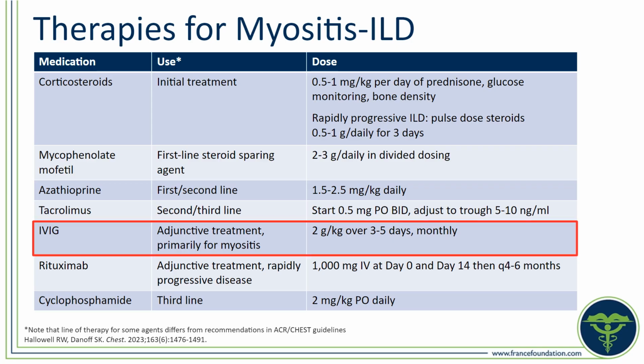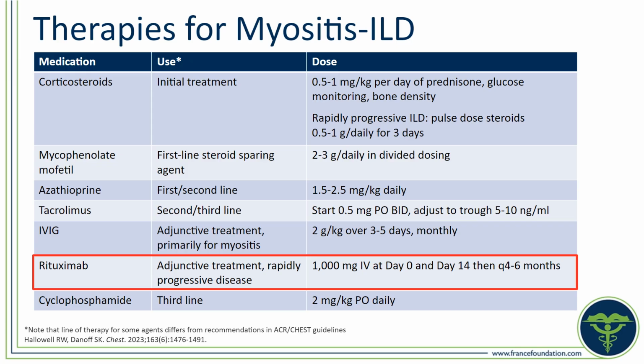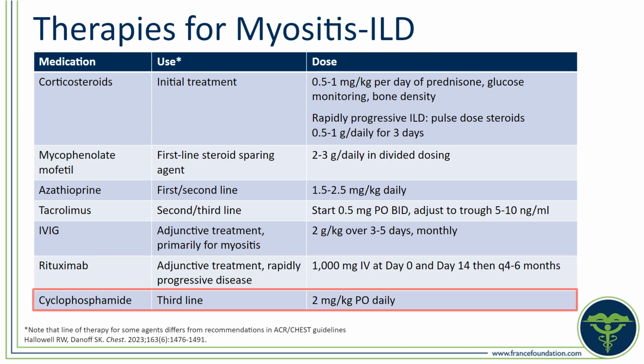IVIG is primarily used for myositis, but can be indicated in certain cases of myositis ILD. And then rituximab is primarily indicated as an adjunctive treatment or for rapidly progressive ILD. Cyclophosphamide, while one of the treatment options, is further down the list in terms of treatment for myositis ILD.